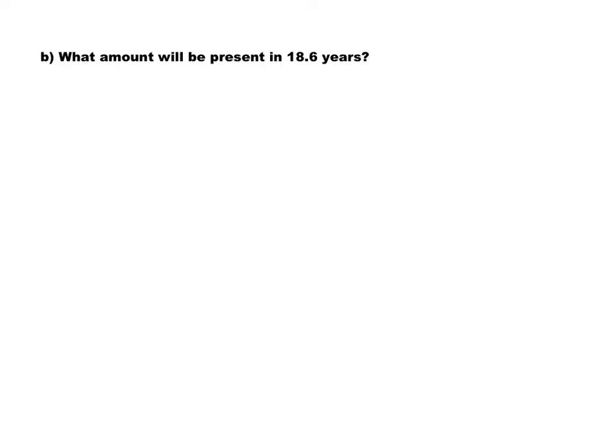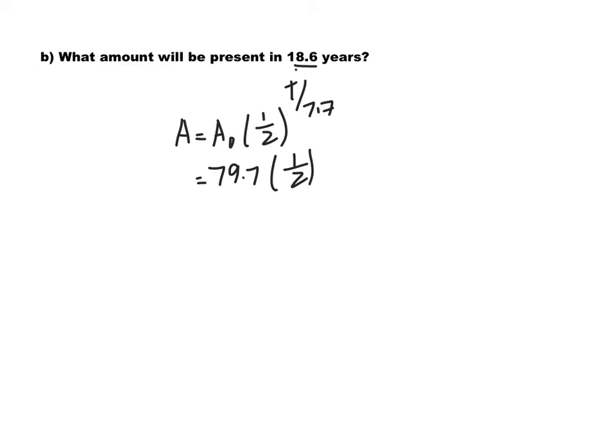The next part of the question says, what amount will be present in 18.6 years? Again, writing the equation, A is A0 times 1/2 to the T divided by 7.7. We know that the initial value is 79.7, times 1/2. The time is 18.6, so I can write this as 18.6 over 7.7. If you simplify this using your calculator, you get around 14.94 milligrams.